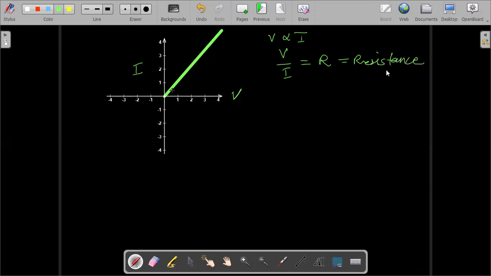Got it? Understood? Yes, sir. Okay. So see, the slope of the graph will be what I obtain as V by I. That means I can say that the slope of the graph will represent the resistance of this appliance.